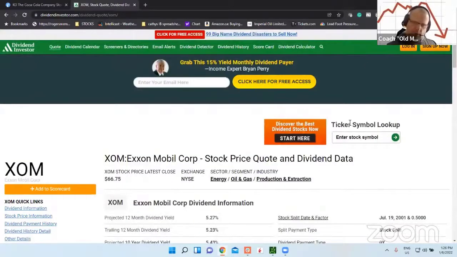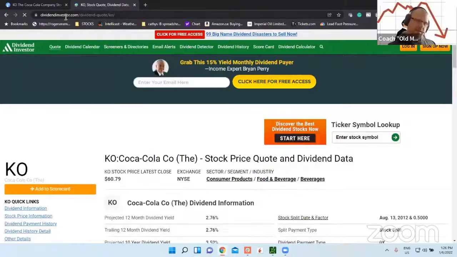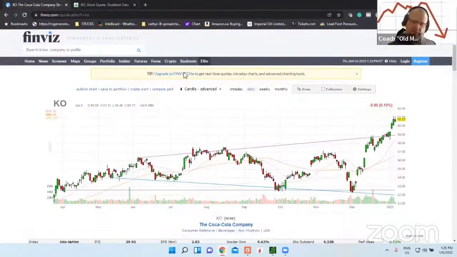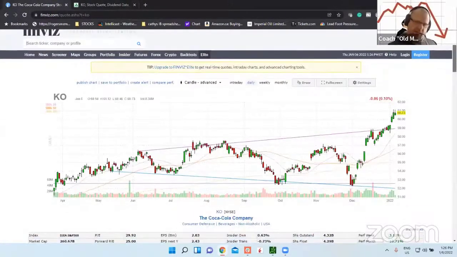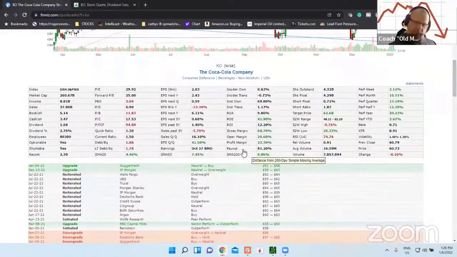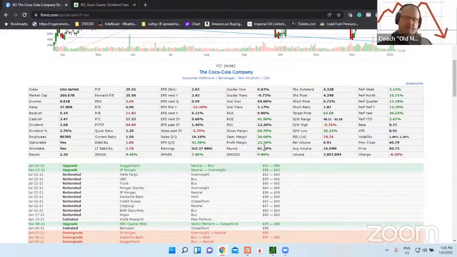But if we go back to Coca-Cola here, there are other places to find this data, by the way. Finviz is one of our favorites, a nice little free website. If you go to Finviz, you'll see something that says payout. This is the dividend payout ratio, trailing 12 months, and it gives us about 81.2%, so very close to that 83%. There are lots of different places you can get this information.